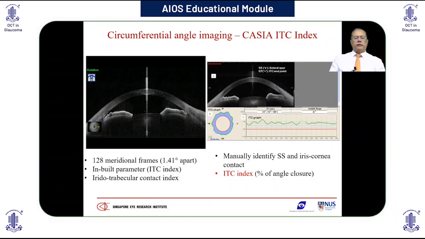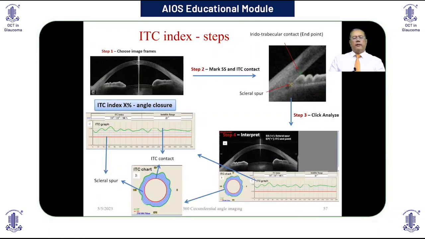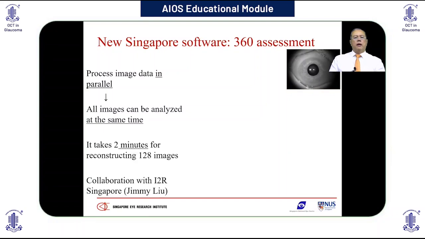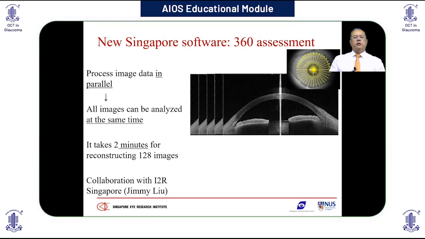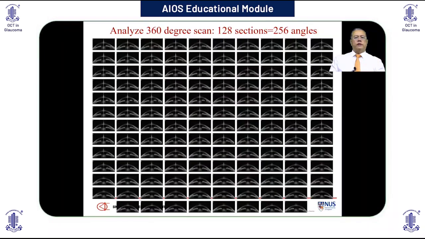With this Casia device, you are also able to assess iridotrabecular contact in 360 degrees by plotting out the location of the scleral spur. This method, however, is a little bit tedious, where you have to mark out on several Casia images the scleral spur location as well as the level of contact between the iris and the angle wall anterior to the scleral spur. In Singapore, we've also developed a 360-degree angle assessment tool which simultaneously grades all 128 scans of the anterior segment of the Casia OCT and then comes up with the composite results in 360 degrees.